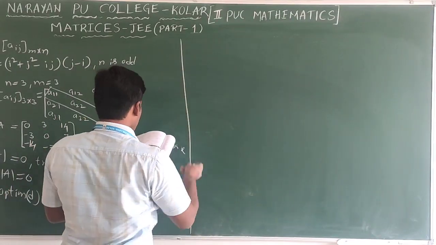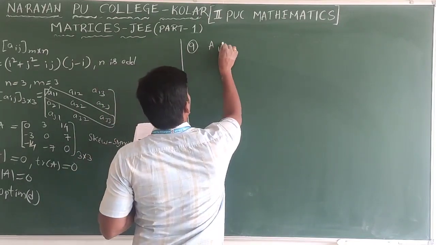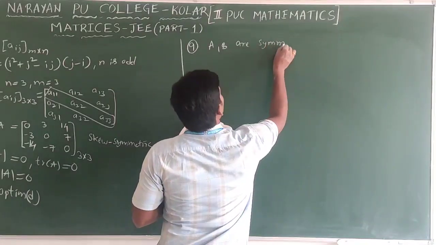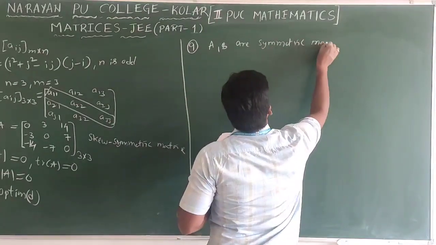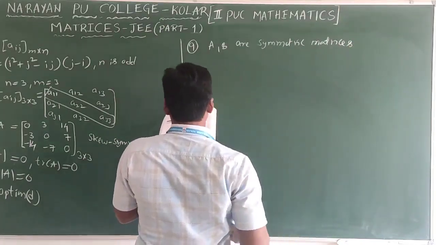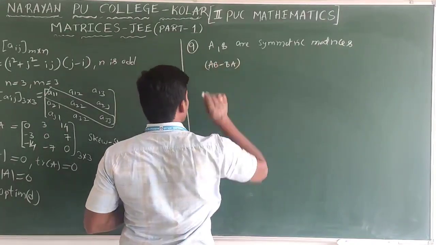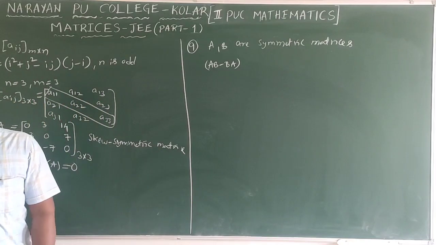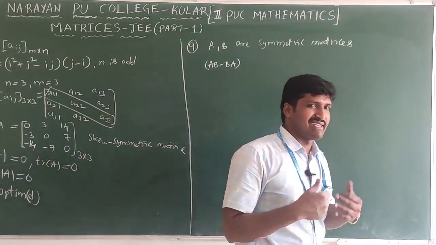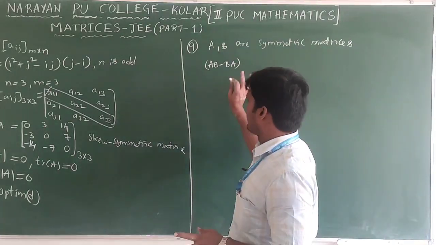Next, question number 9. A, B are symmetric matrices of the same order, then we need to find AB minus BA. It is which matrix? I have already given it in the synopsis: when A and B are symmetric, AB plus BA is always symmetric and AB minus BA is always skew symmetric. But how to prove it? I will tell you, no problem.